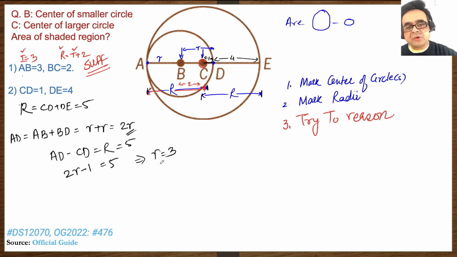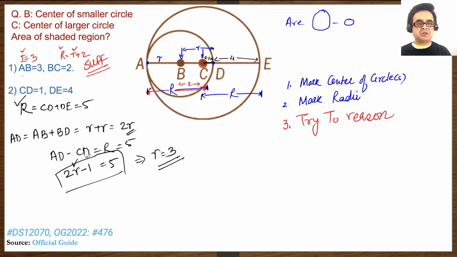I didn't even need to calculate small r equals 3. From this equation itself, I know I can find small r. Since I already know the big R and I can find the small r, I have enough information to find the area of this crescent, which will be the big circle minus the small circle, and hence this is also sufficient to answer the question. Hence the answer to this question is D. Both statements individually can answer the question.